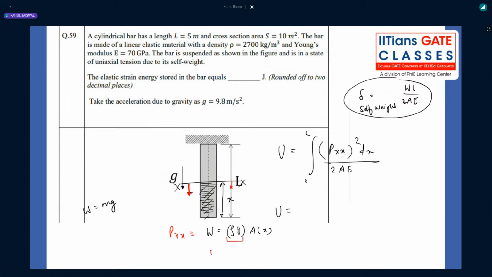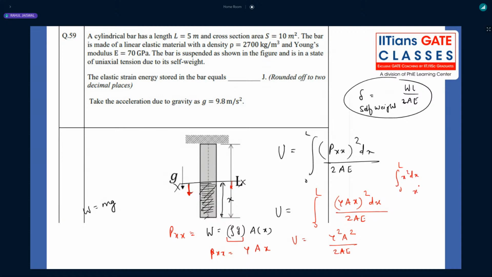This gamma g we can replace by rho g, and rho g we can replace by gamma into A into x, right? So if we put this into the formula, what can we write further? Gamma square A square divided by 2AE, x square. What is the integration of x square dx?